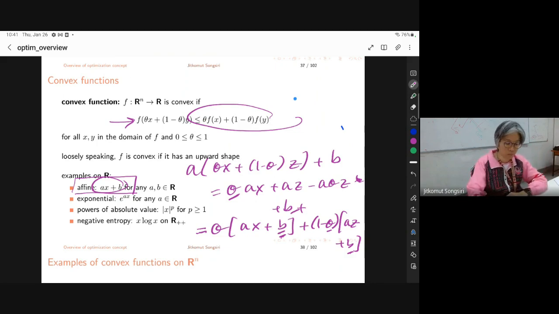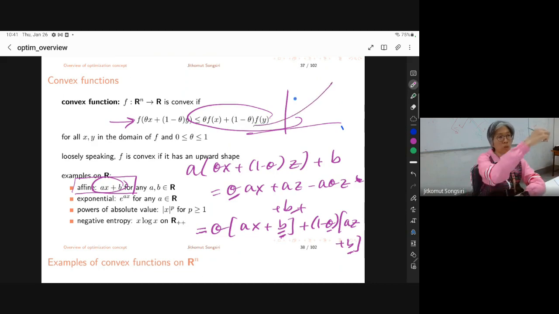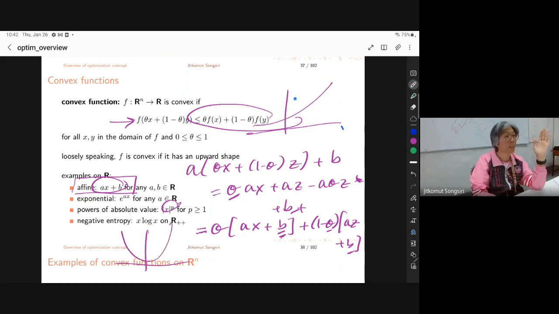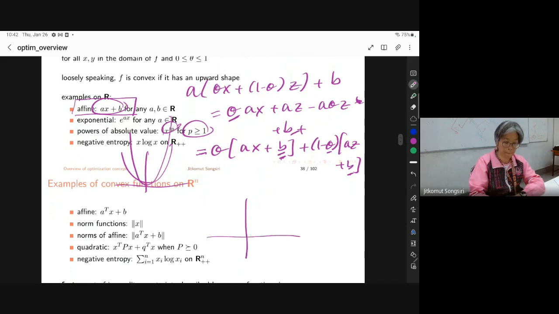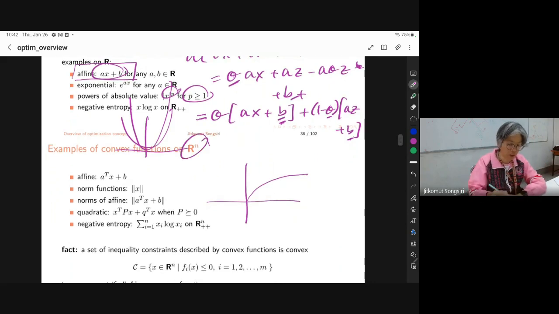Exponential function: we're not going to prove it by the definition, but I would like you to see the shape of the exponential function, that it has an upward shape. The absolute value with a power p, it's going to look like this when p is greater than 1. What about when p is 1/2, the square root? What is the graph of square root x? Is it a convex function? No. Now extend to functions in R^n.